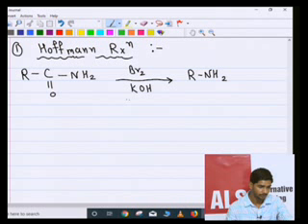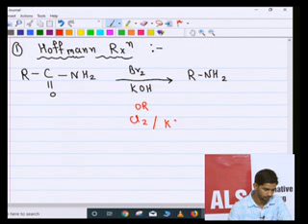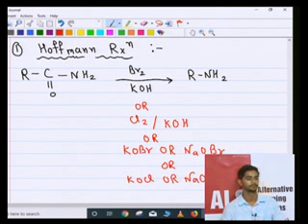One thing that you have to remember, that you might use Cl2 with KOH, or it can also be written like that, KOBr or NaOBr, or KOCl or NaOCl. Guys, first of all, note this.